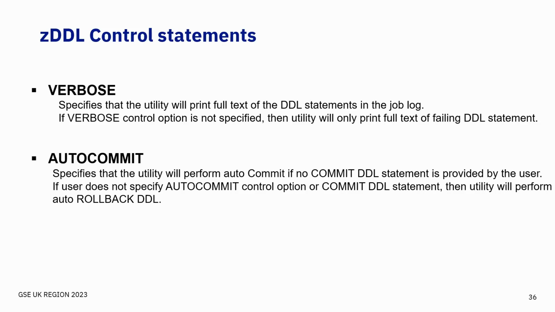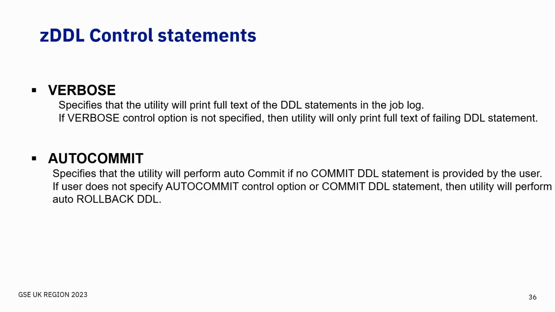Also, one of the things that our clients came back with was, why do I have to code COMMIT DDL at the end, right? Can't you just automatically commit it? So if you want that, you can code the AUTOCOMMIT keyword, and that tells the utility to perform an auto commit if no COMMIT DDL statement is provided by the user. If the user does not specify AUTOCOMMIT and they don't have a COMMIT DDL statement, then the utility will not commit the DDLs, and you'll just get an automatic rollback of the DDL.